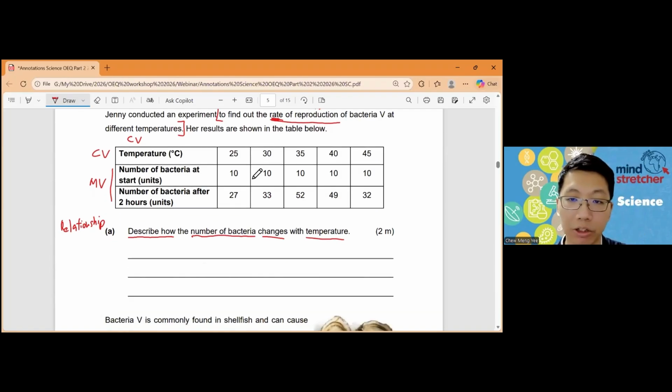When we write our relationship, in this case, we try to follow the template. Now, how many trends are there? Let's say I look from left to right. Temperature increases, but how did the number of bacteria after 2 hours change? At first 27, 33, 52. From here to here is an increase.